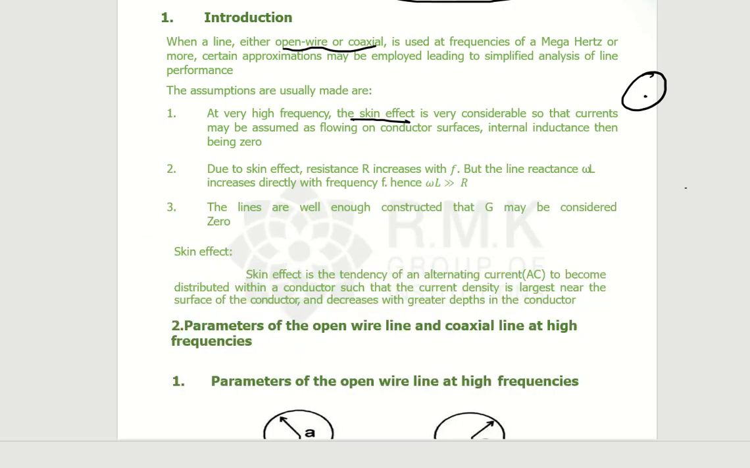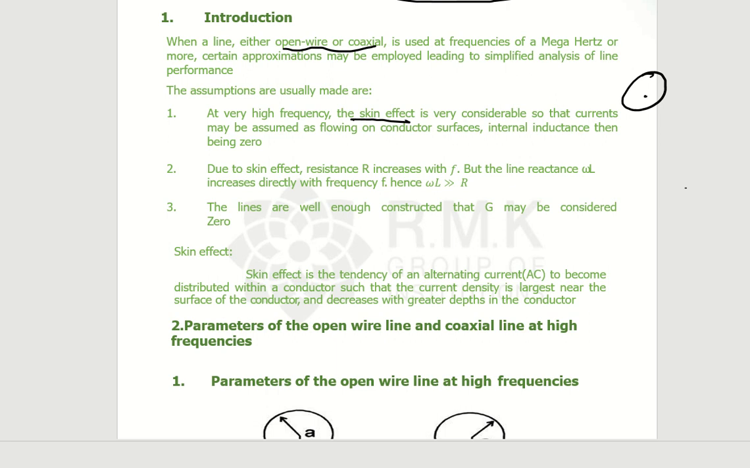So, high frequency transmission line. High frequency means it ranges from megahertz and more. So high frequency signal is otherwise called radio frequency. In order to transmit the radio frequency, we are going to use the open wire line or coaxial cable. Before going to the topic, we have to see some assumptions related to that.